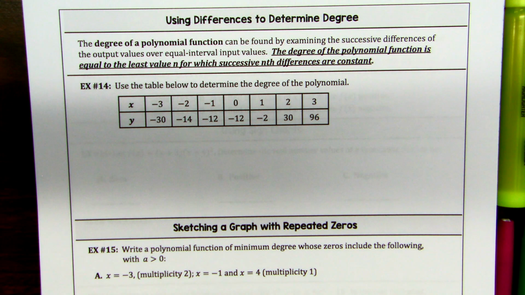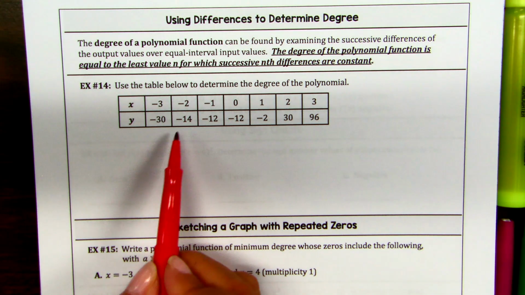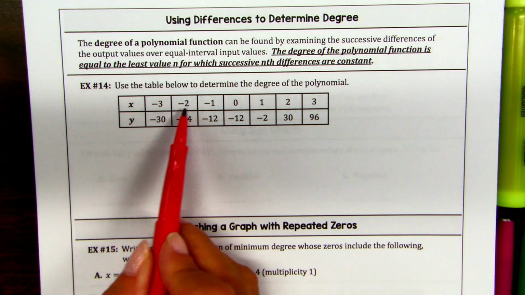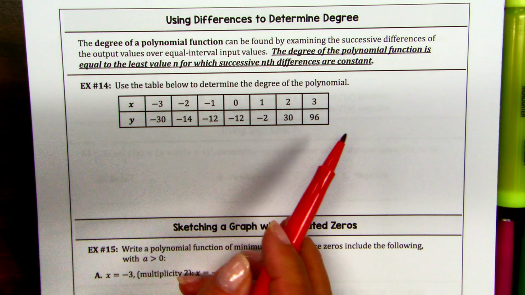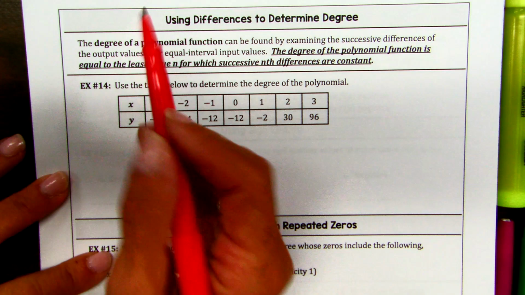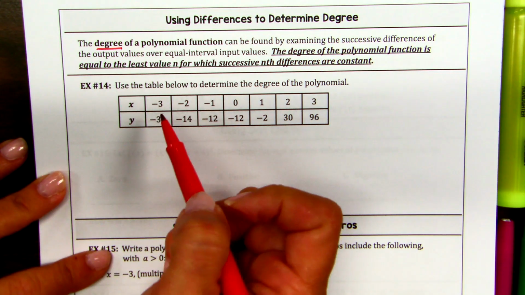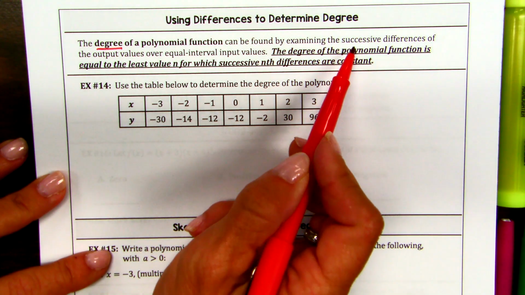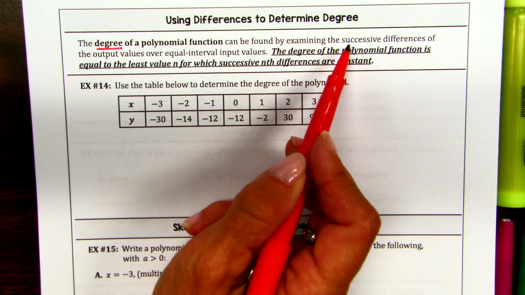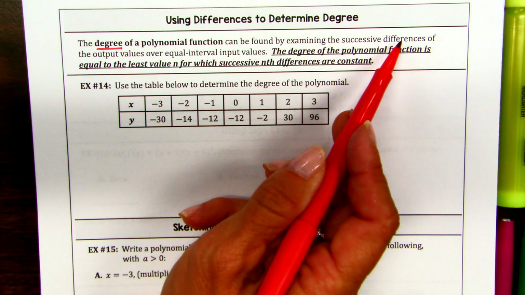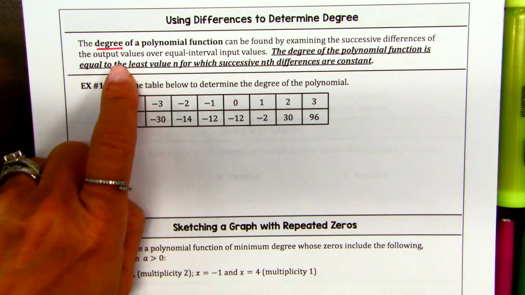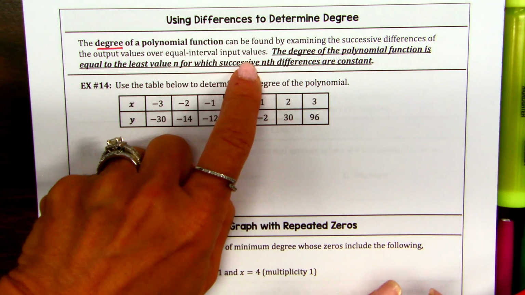So back when we were doing AROC, which was for like a month, it felt like, you were finding the slope, right? You would do second y minus the first y over second x minus the first x. And we would go through the whole chart and do that. Well, we're going to simplify it. So let me read this to you. The degree of a polynomial function can be found by examining the successive. So successive means in a row, like this first one and then the second one. Differences. Differences means subtract. Of output values, or y, over equal interval input values.